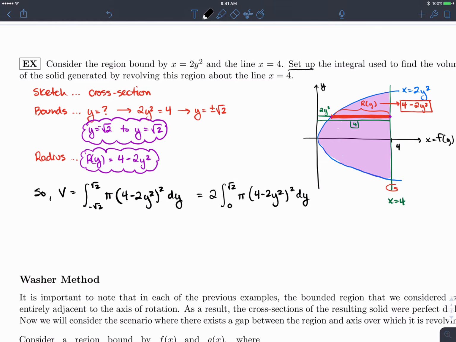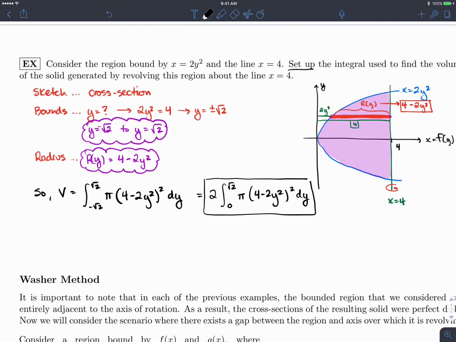In this case, we were only asked to set it up, so we don't need to carry it out any further. But if we did need to integrate, we would FOIL out the 4 minus 2y squared, and then evaluate. But this seems like a pretty good place to stop for this one.